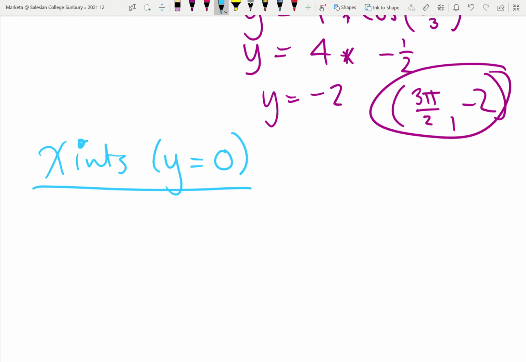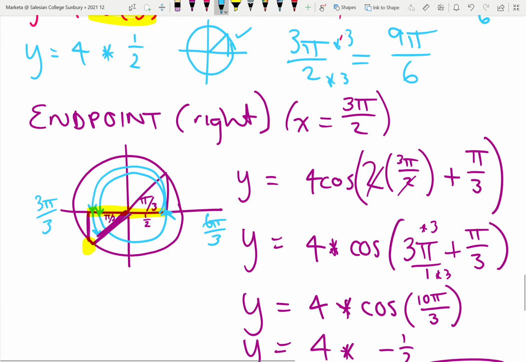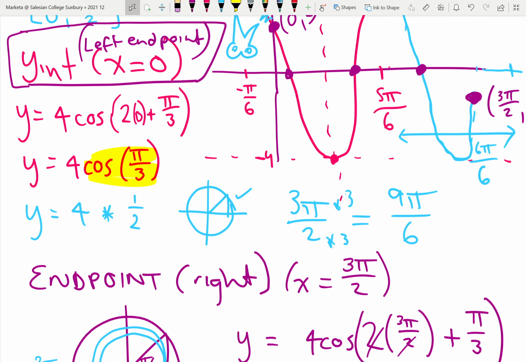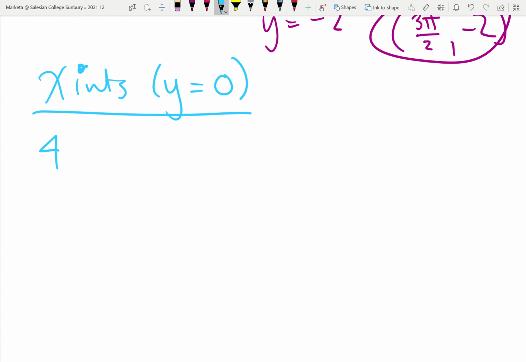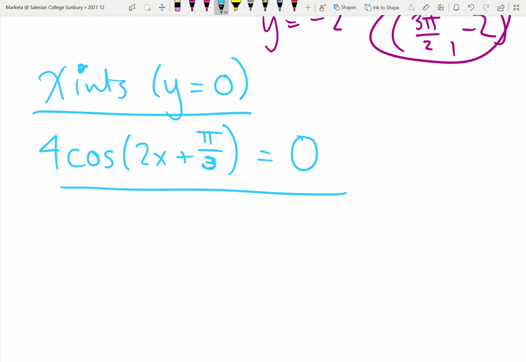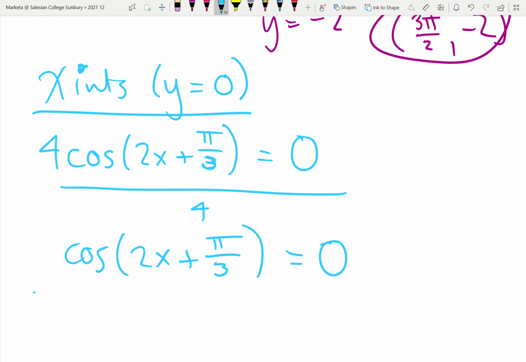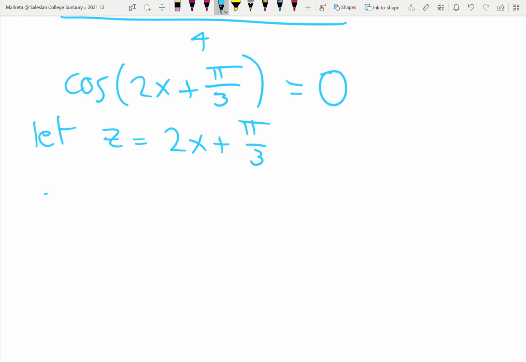And this is going to be, well, where's our equation? 4 cos 2x plus pi on 3. So 4 cos of 2x plus pi on 3 equals 0. So we're subbing 0 for y. Let's divide by 4. Cos of 2x plus pi on 3 equals 0. And this is one of these where we want to let z equal 2x plus pi on 3, just like we did when we did the solving. So therefore cos z equals 0.